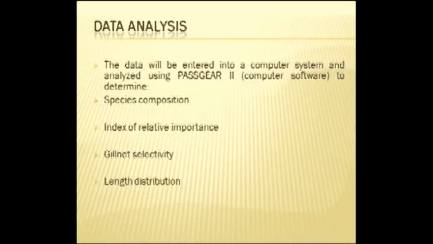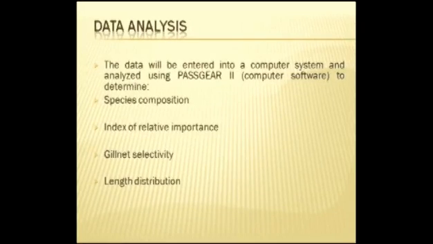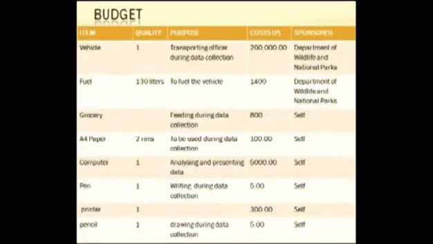Data analysis. The data will be entered into a computer system and analyzed using the PASGEAR tool. This is computer software to determine the species composition, index of relative importance, gillnet selectivity, and the length distribution. This is my budget. I will need a vehicle, fuel, A4 papers, computers, and the like.